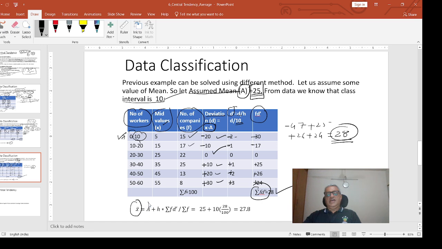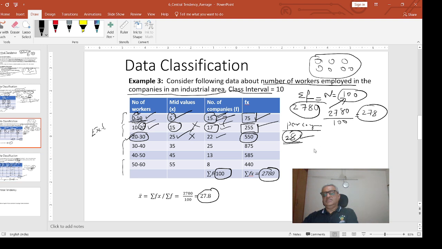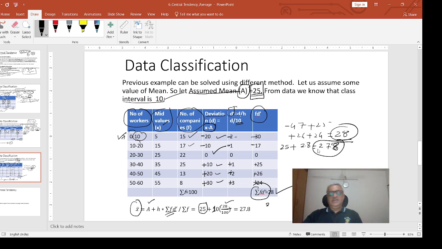I take the assumed average, which is 25, plus 10. 10 is my interval, multiplied by sigma f d dash, which is 28, divided by 100, right? Which gives me 25 plus 2.8, which is equal to 27.8. So this is my average number of employees, and it exactly tallies with our previous example. In the previous way we calculated and got 27.8, in this way also we got 27.8.